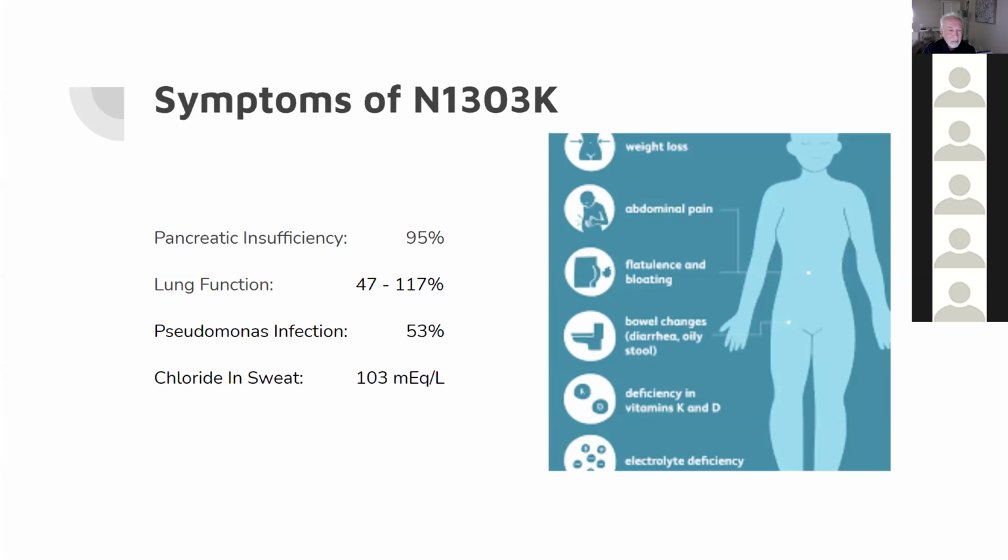Symptoms of this mutant are a few things. 95% of patients experience pancreatic insufficiency. People with this mutant usually have about 47 to 117% lung function. And 53% experience Pseudomonas infection. And with the pancreatic insufficiency, there does come a lot of side effects. I wouldn't say side effects, but a lot of symptoms.